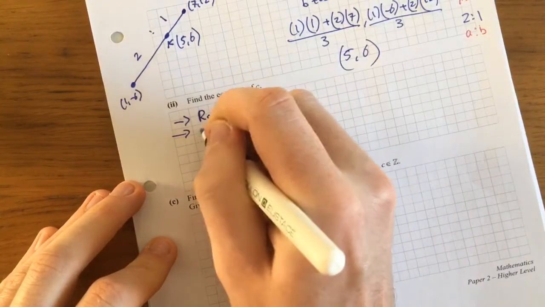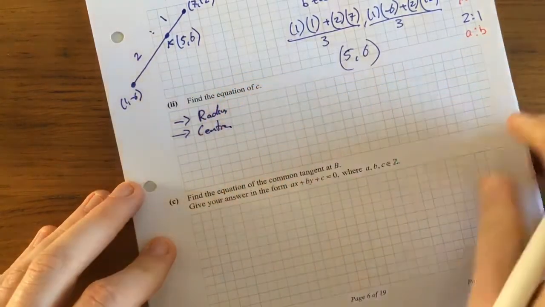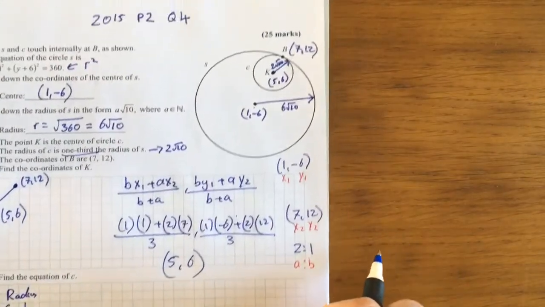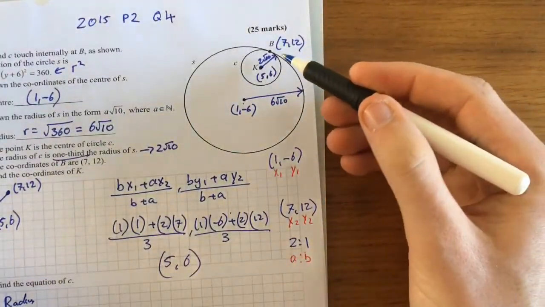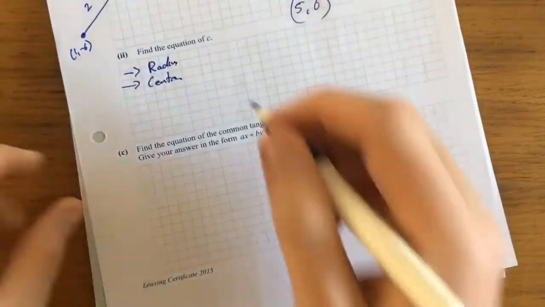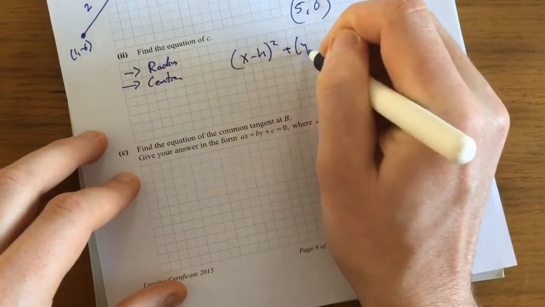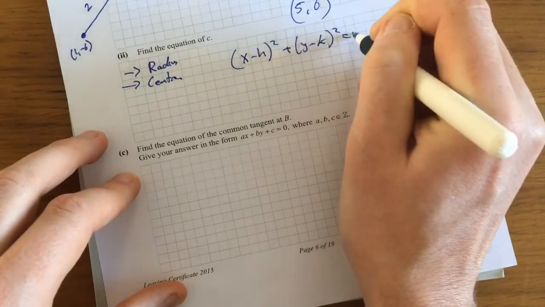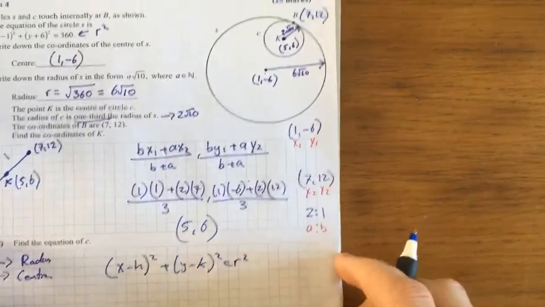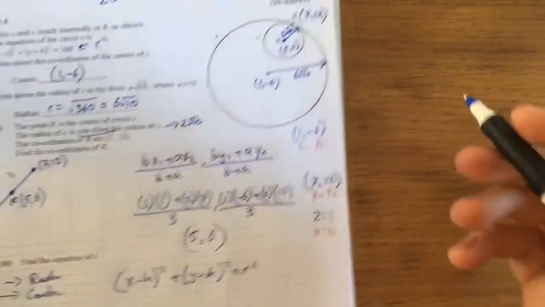You need the radius and you need the center. Okay, this is of circle C now. We do know the radius and we do know the center. All right, so the equation is always in the form (x − h)² + (y − k)² = r². Okay, we know the center (h, k) is going to be (5, 6).